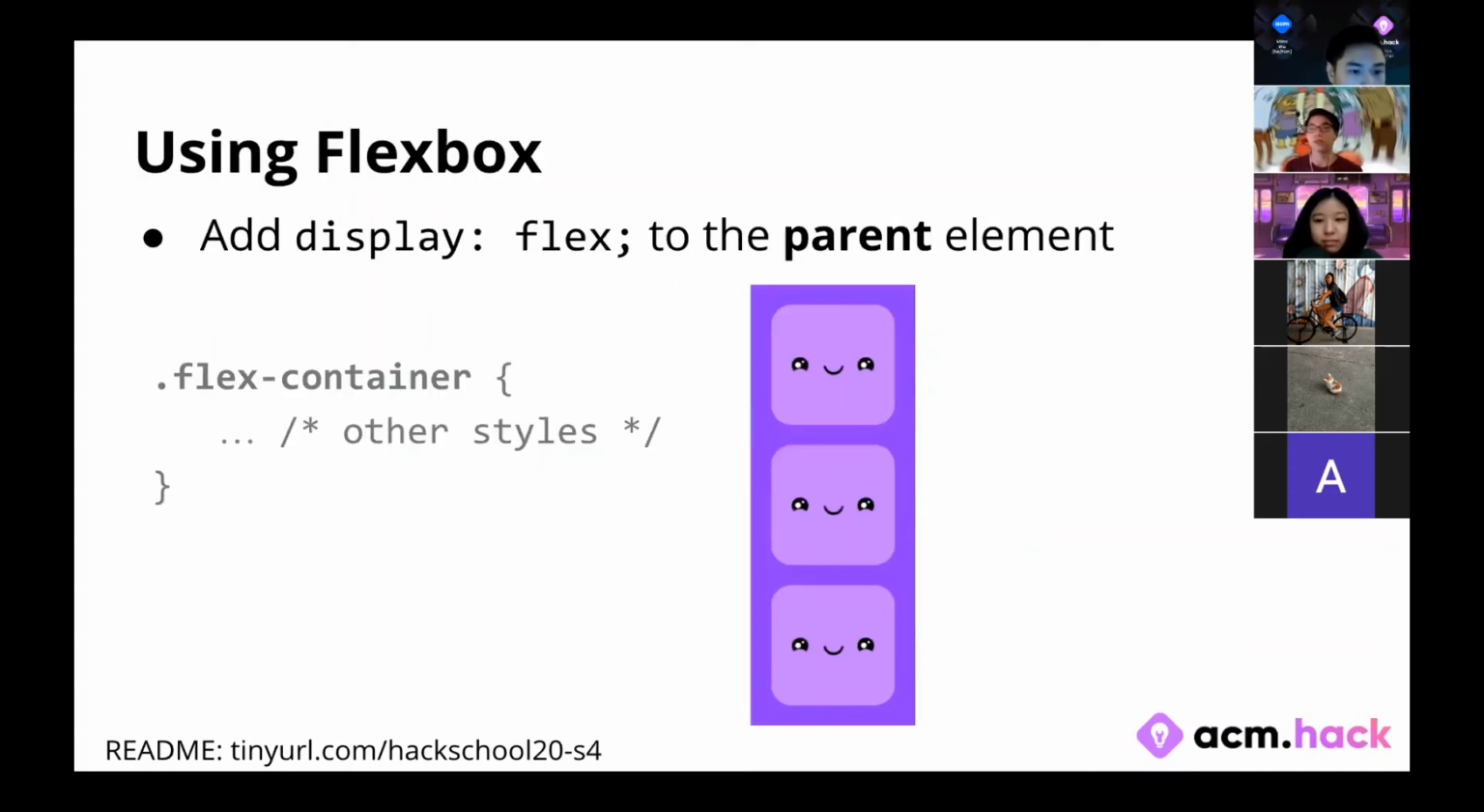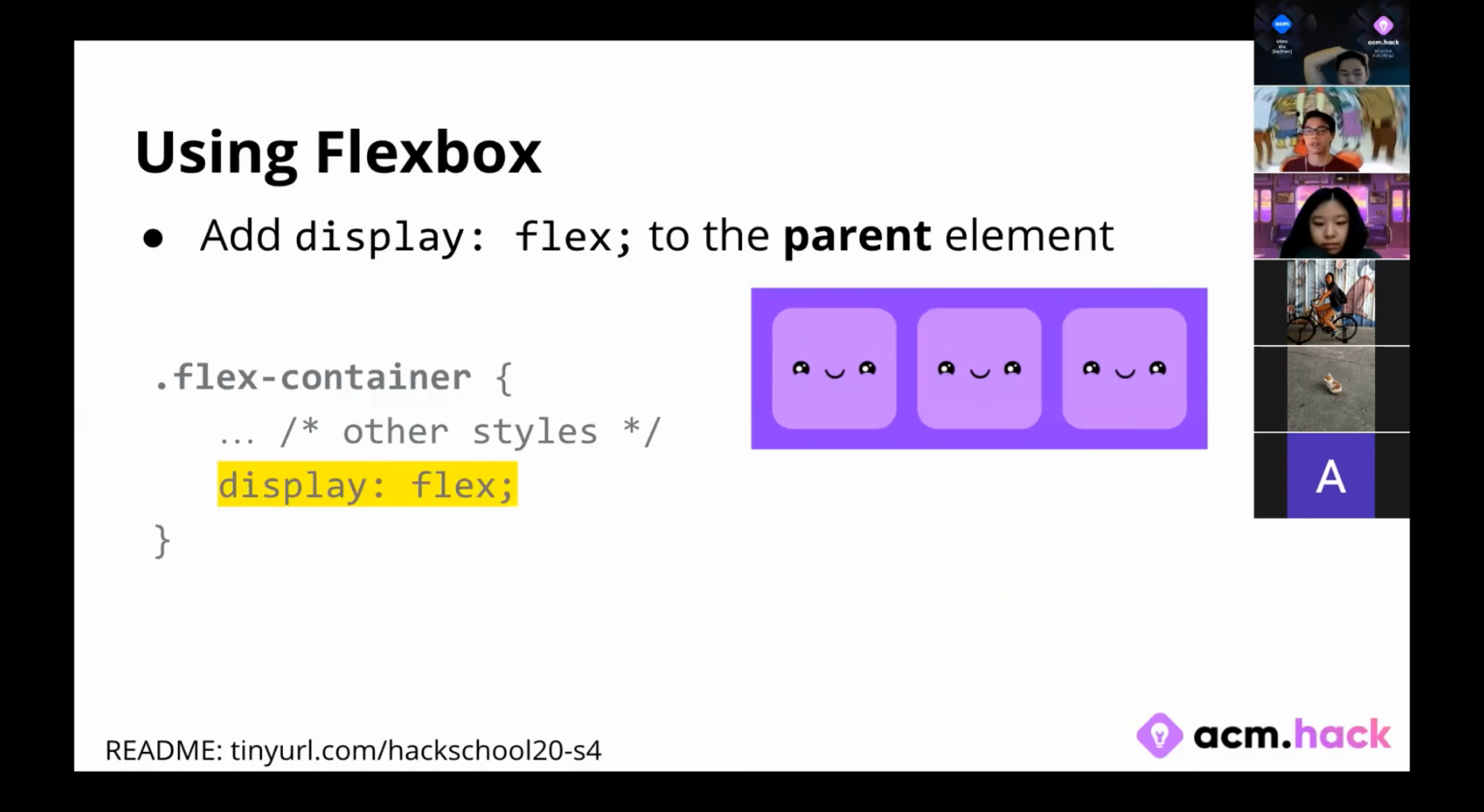In order to use Flexbox, inside your CSS, whatever container you want to enable Flexbox on, you would have to add display: flex to that element. Once we add display: flex, all of our items will go from columns to becoming rows.